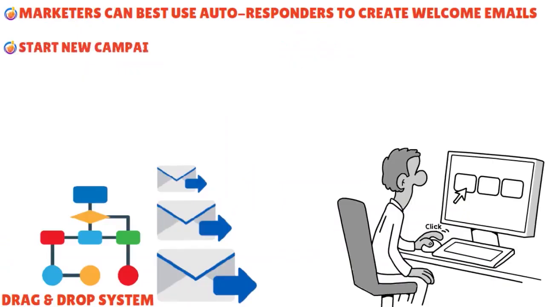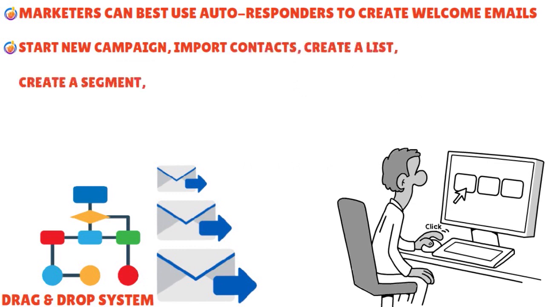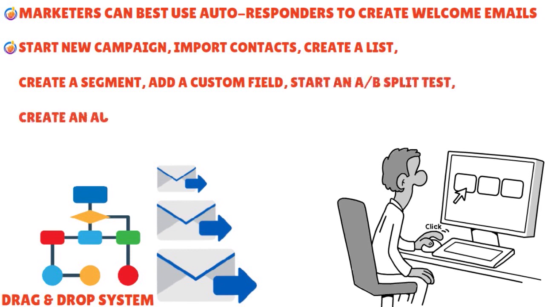And so this includes start new campaign, import contacts, create a list, create a segment, add a custom field, start an A/B split test, create an autoresponder, and create a new sign up form. So it's really up to you.